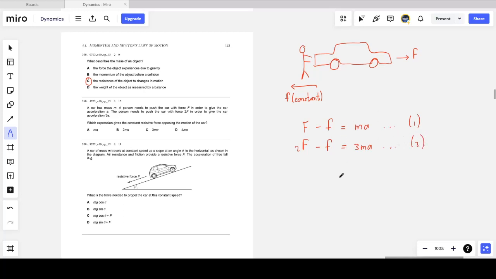Now I have a system of two equations, and I need to eliminate big F, so I'm only left with little f in terms of m and a. So what I can do is take equation 2 and subtract 2 times equation 1. And what I get is that little f, the resistive force that I want, is equal to ma. If you do the mathematics, you see little f is equal to ma, and this corresponds to option A.